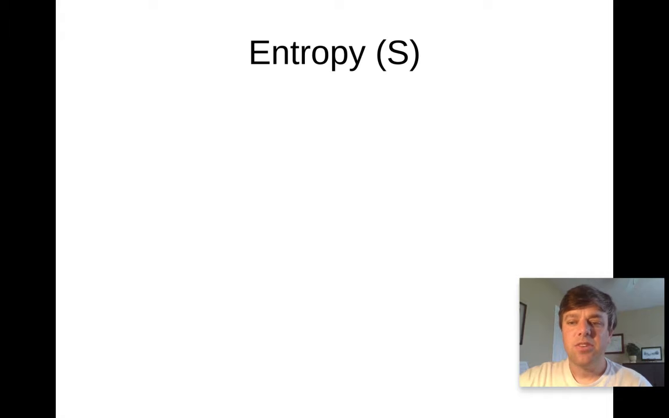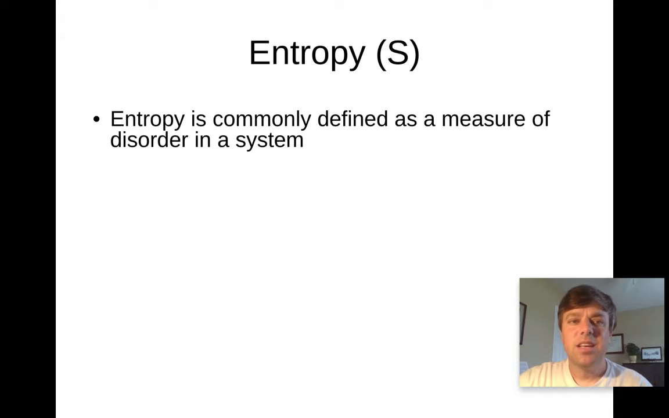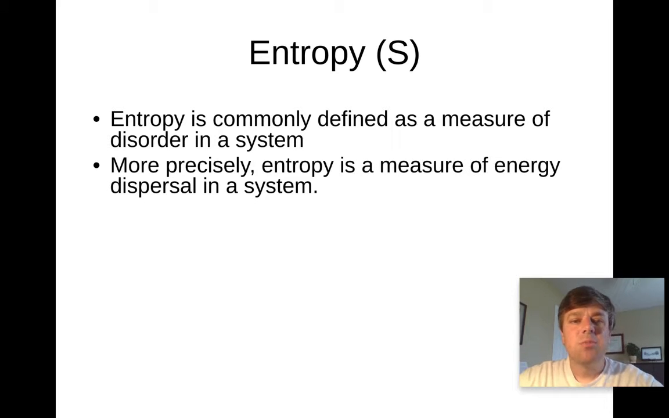Entropy is S. And entropy is commonly defined as a measure of disorder in a system, but that's not necessarily the best way to define it. That's just, I guess, an everyday definition of it, but it's not specifically accurate or precise. So to be more precise, it's a measure of how much energy is dispersed in a system. So if energy is more spread out in a system, that's higher entropy.